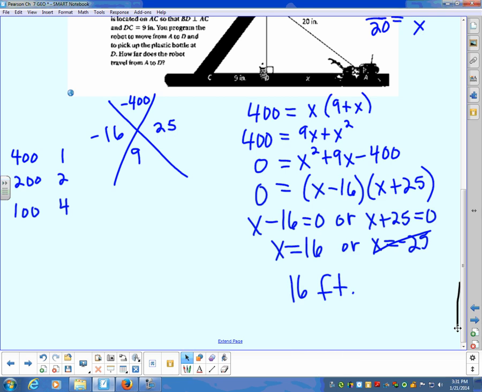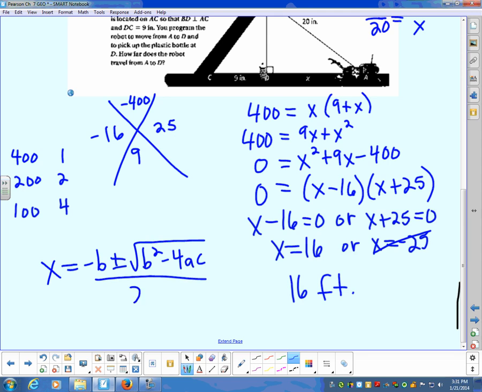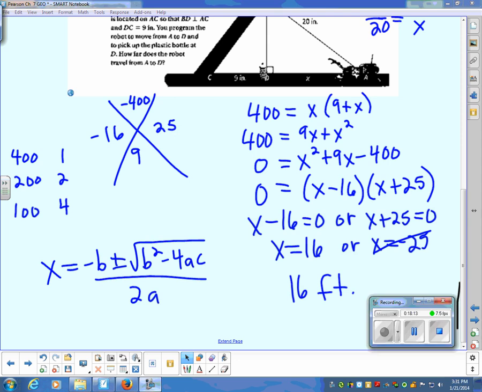Quadratic formula would be x equals negative b plus or minus square root b squared minus 4ac, all over 2a. You can use that in today's assignment.